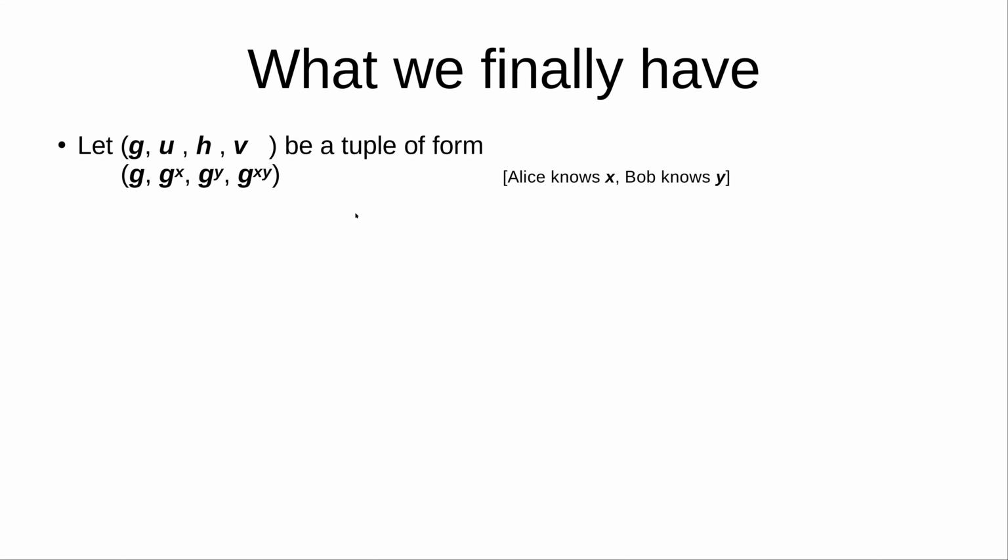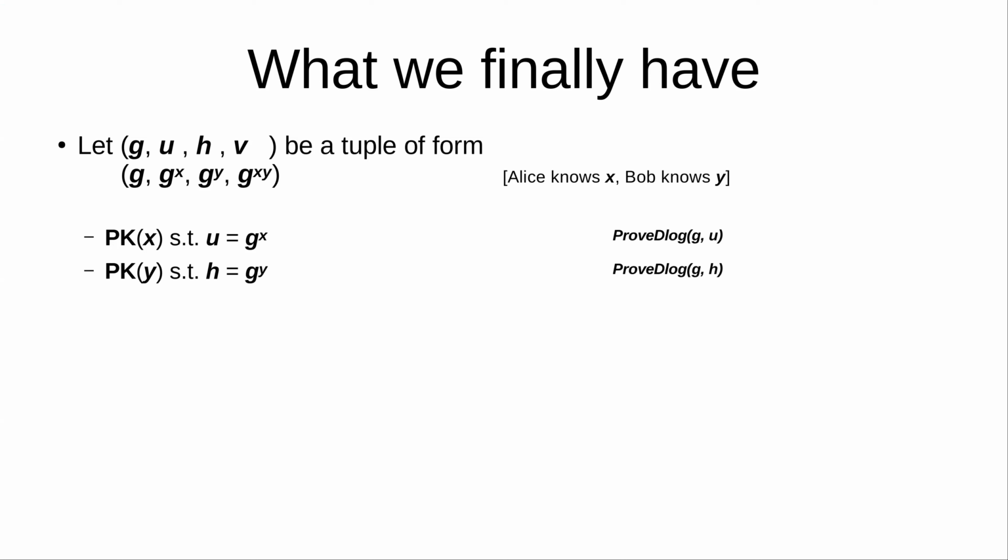Then what kind of proofs can we construct from the primitives we already discussed in the last slide? First of all, we can construct a proof of knowledge of x such that u is equal to g to the x. So simply a proof of discrete log of u to the base g. We'll write this as proof D-log g u. Similarly, we can do the same for y also, right? We can do it for h to the base g, whose discrete log is y, and this will be proof D-log g h. Similarly, we can also create another proof using the DH tuple idea, where u is equal to g to the x and v is equal to h to the x, right?